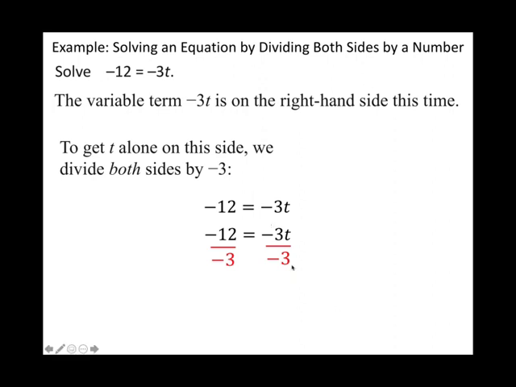Divided by -3 for both sides. And here you can see I cancel out, I'm left with the t. And -12 divided by -3 is going to be equal to 4. So the solution is going to be equal to 4. Again, check your work, plug back to here. 4 times -3 will be equal to -12.